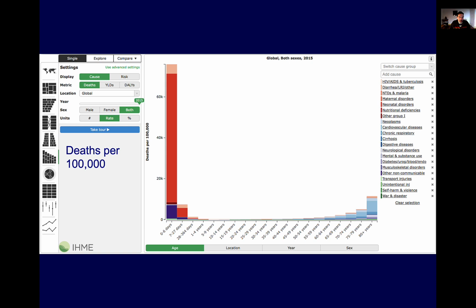And this slide is now showing the death rate per 100,000 population, and you can see that proportionally now, younger persons and older persons to a certain extent are much more likely to die in a given year, and that the overwhelming majority of deaths among younger persons is due to the infectious disease group, or infectious diseases, maternal and neonatal disorders, and nutritional deficiencies.